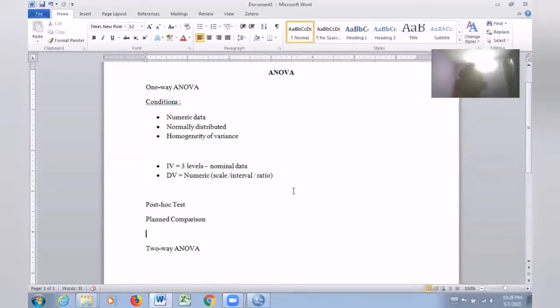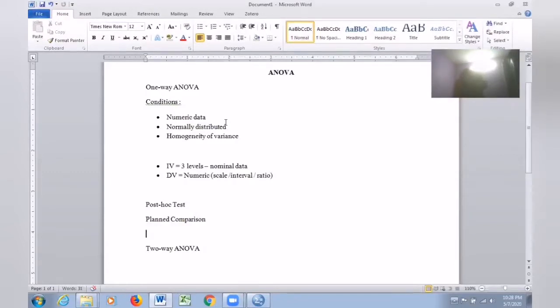Fine. This is about the independent variable and dependent variable. And what about your dependent variable? As I told you, it should be numeric data and it should be normally distributed. As we discussed in the last class, you have to check whether the data is normally distributed or not by using either a scatter plot, histogram, skewness or kurtosis, or you can conduct a one sample test to verify whether your data is normally distributed.